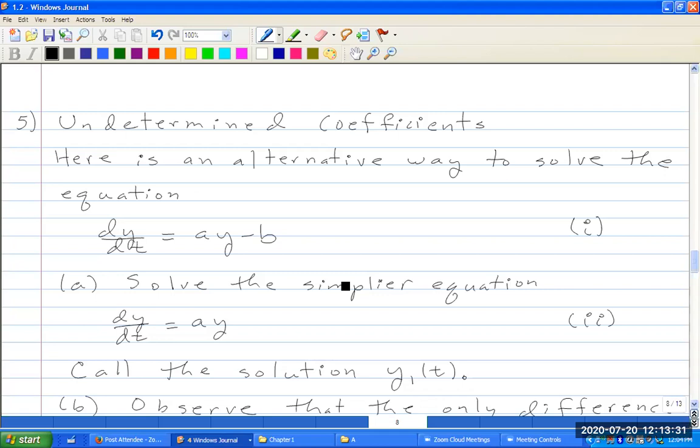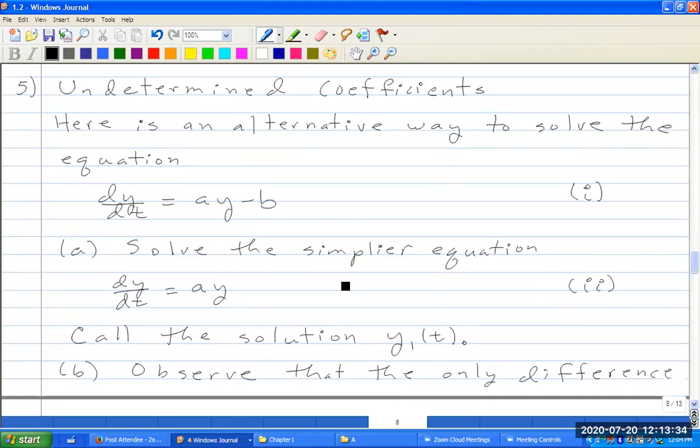Okay, so undetermined coefficients. Here is an alternate way to solve the equation. We will give you a technique in section 2.1 for how to solve a differential equation that is linear and first order with constant coefficients. This is a different way of doing it. So a non-homogeneous linear differential equation of first order.